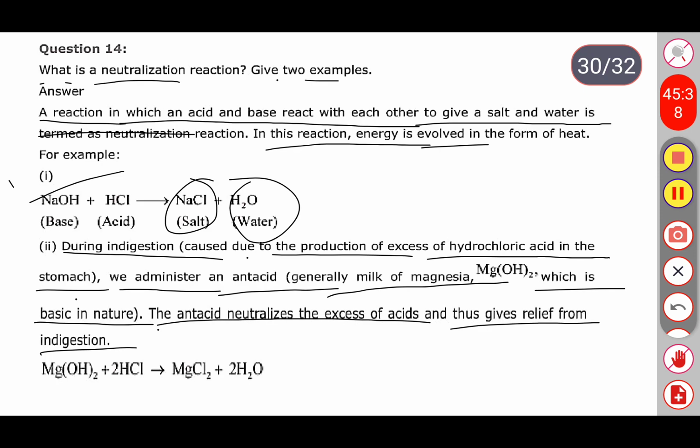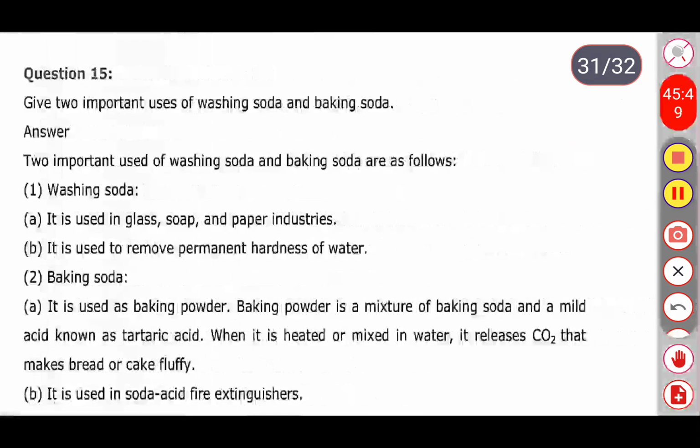Read this question first. Give two important uses of washing soda and baking soda. First one, washing soda. It is used in the manufacturing of glass, soaps, paper, and industries. It is used to remove the permanent hardness of water. So these are the two most important points of washing soda.